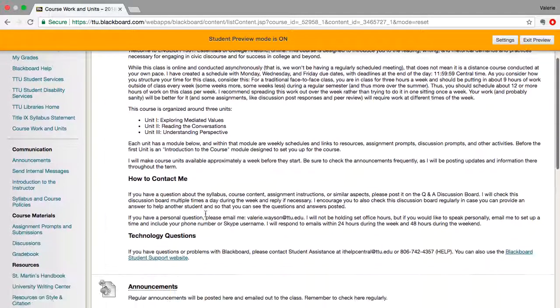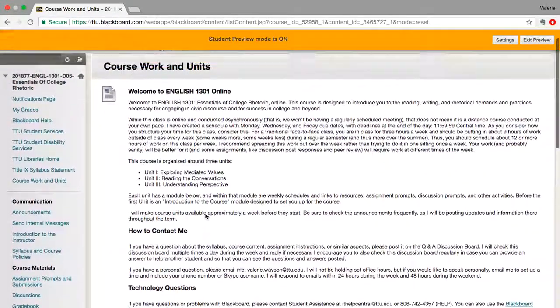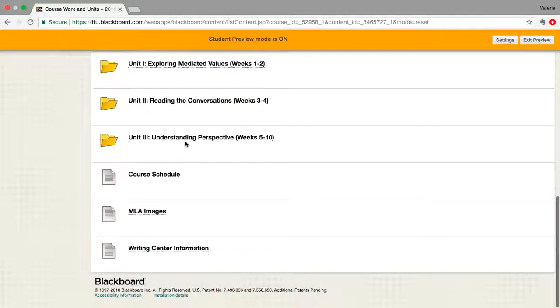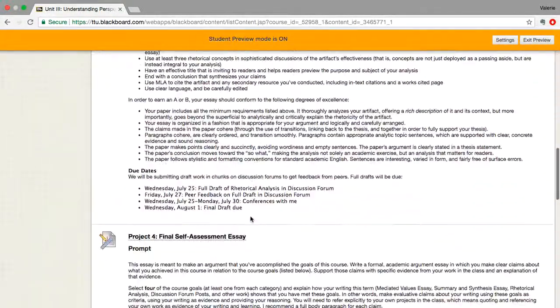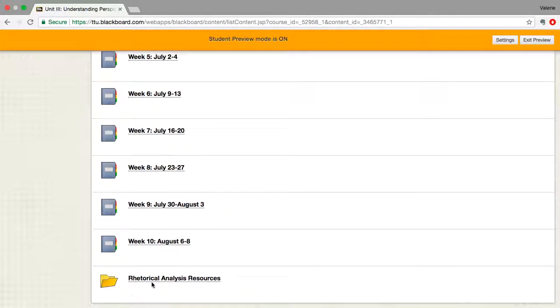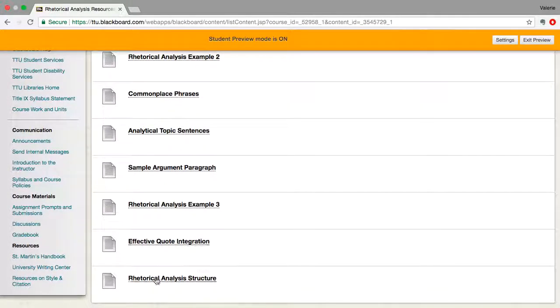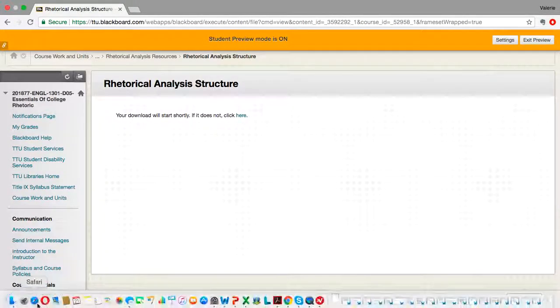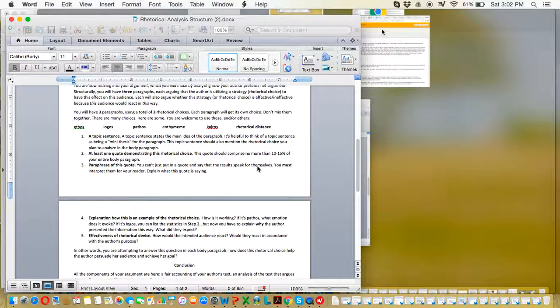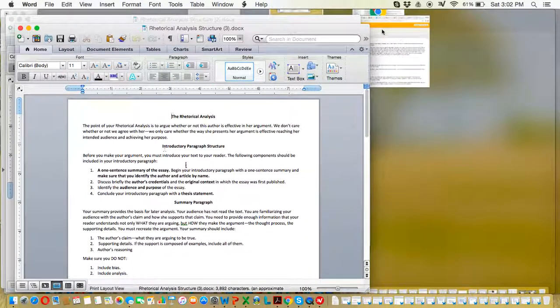So I've added, if you go to coursework and units, we're in unit 3. At the bottom in the rhetorical analysis resources folder, I've added a document about rhetorical analysis structure. So this document goes over each section and how they work together with a brief explanation, and they also have a list of things that you should include in each section.